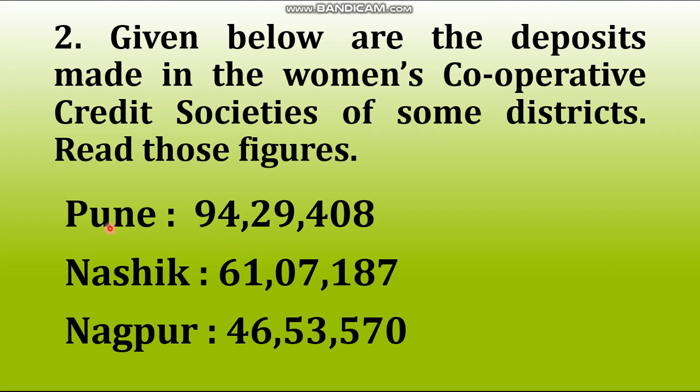So first one I am reading for you. In Pune district it is 94,29,408. Second, Nashik 61,07,187. And the third one, Nagpur 46,53,570. In this way you can read the 7-digit numbers, and also we have studied how to write 7-digit numbers in words as well as in figures.